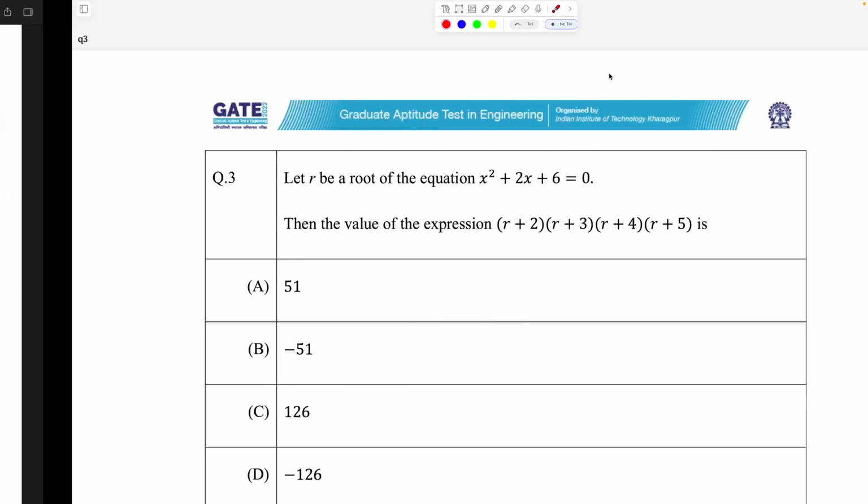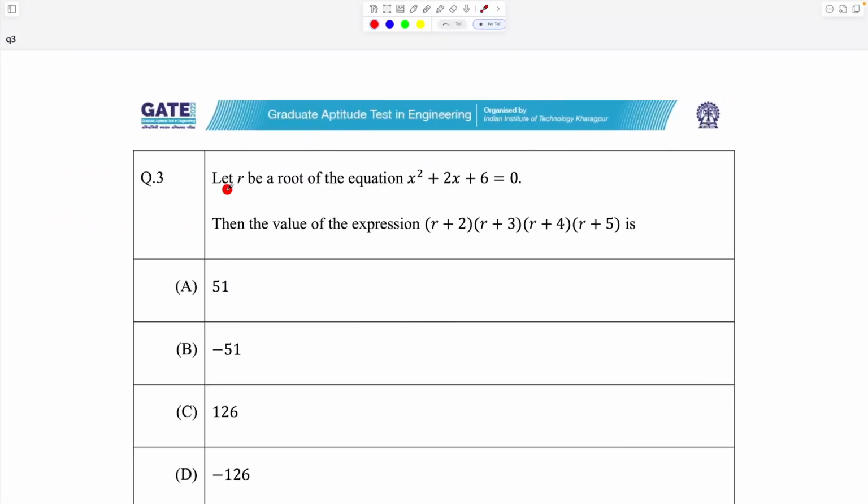The question states that if r is the root of the equation, this is a quadratic equation, quadratic because its degree is 2, right? So if it is a quadratic equation and its root is r, that basically means that r can take two values, and we have to find those values. That is the basic understanding regarding quadratic equations.